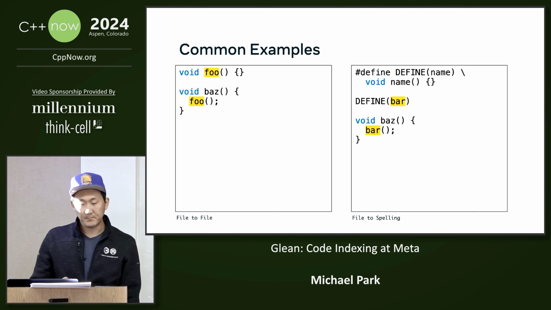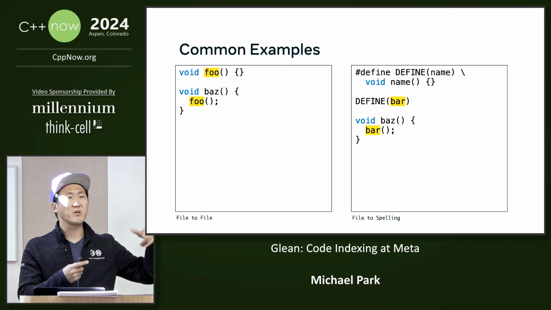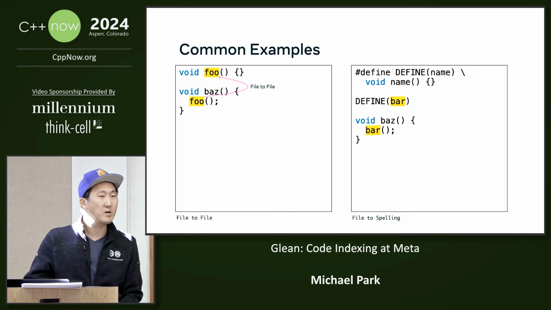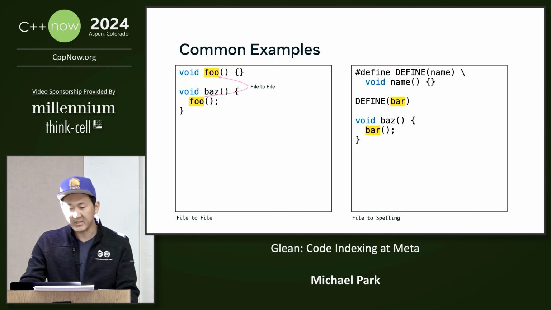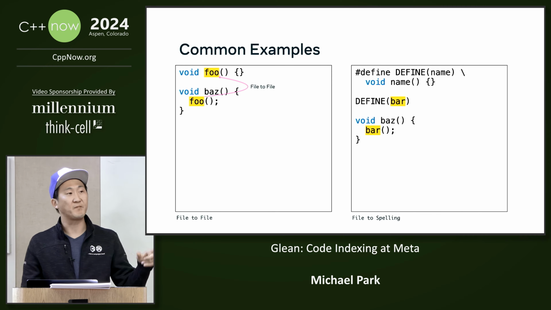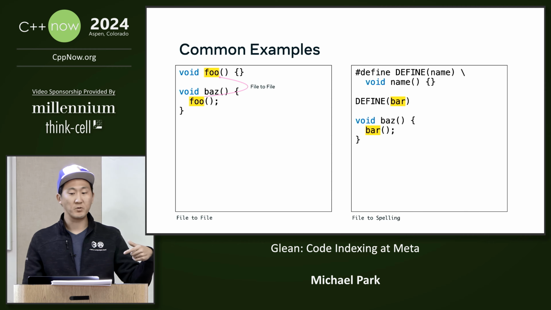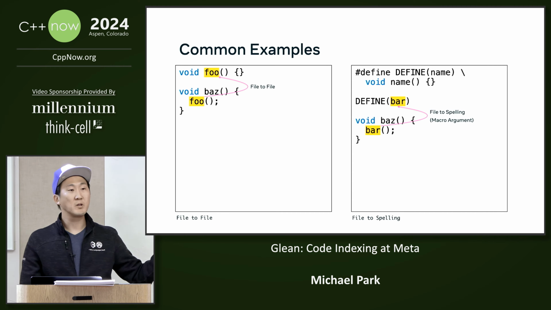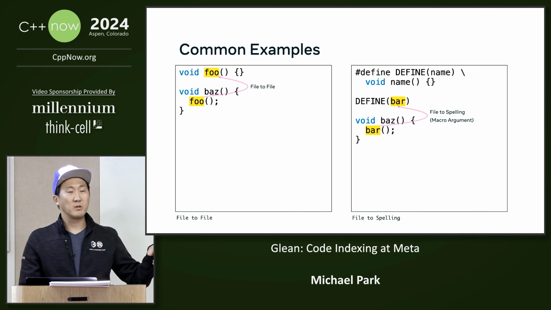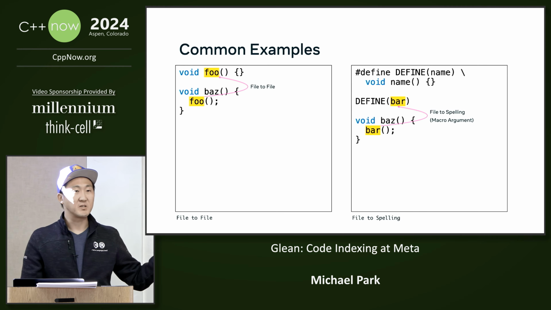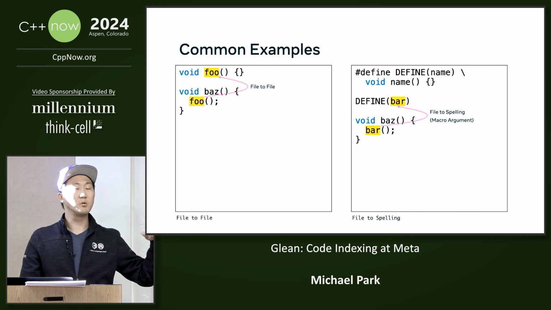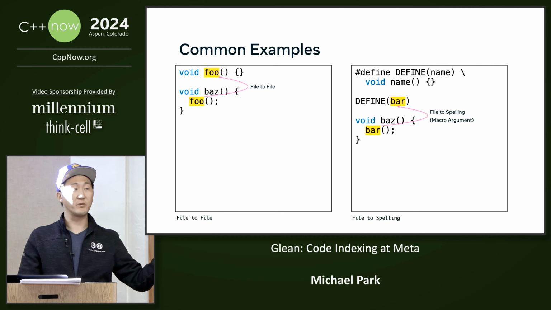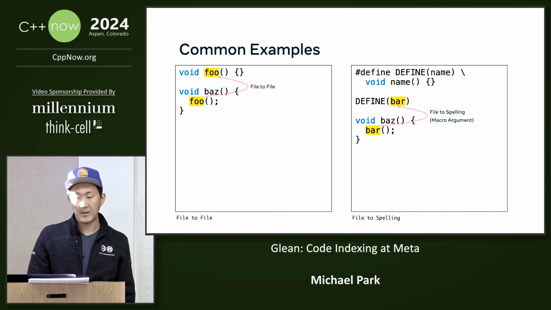Here are some common examples, and some of those variations are more common than others, right? The first one is very familiar, going file to file. The second one is if you have some macro that defines entities and you can refer to it, then you can go from file to spelling, where the spelling is a macro argument. And so gflags, for example, will do this kind of stuff, right? You do something like define bool, some flag name, and then that's going to generate some variable that you refer to in that macro definition.